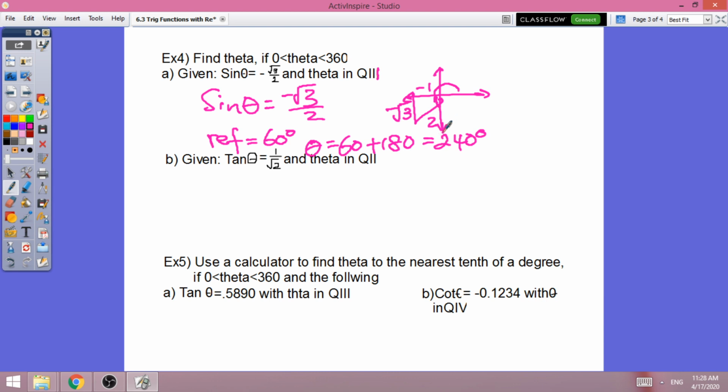Okay, so now let's try another one. Tangent of theta is 1 over root 2.